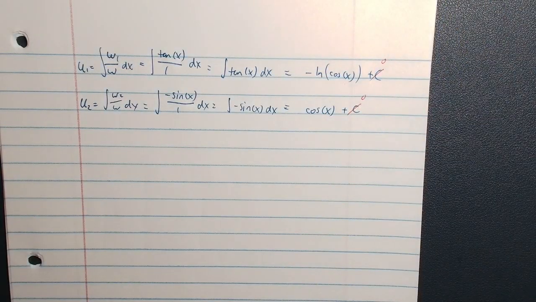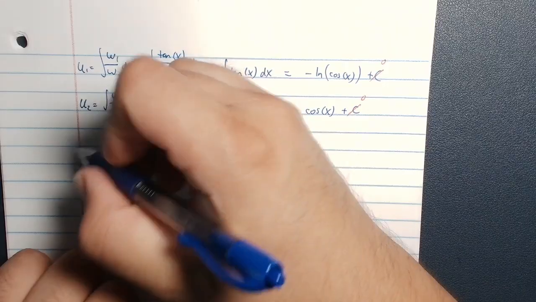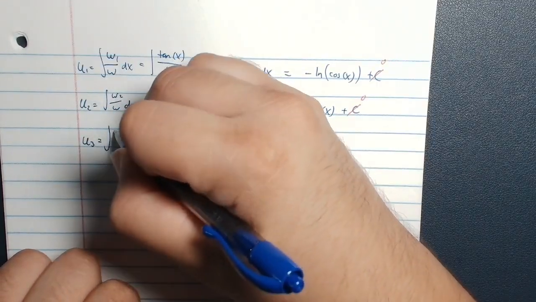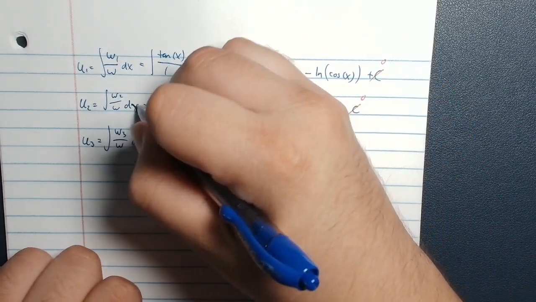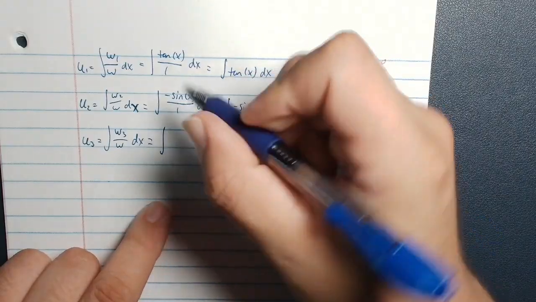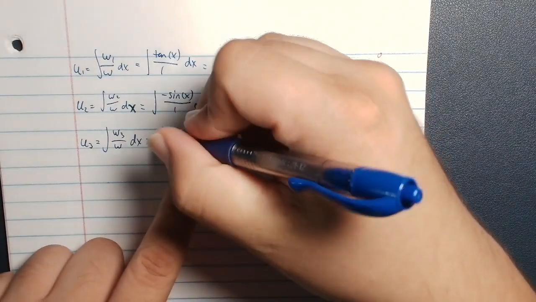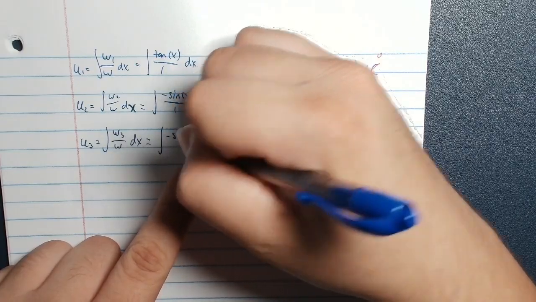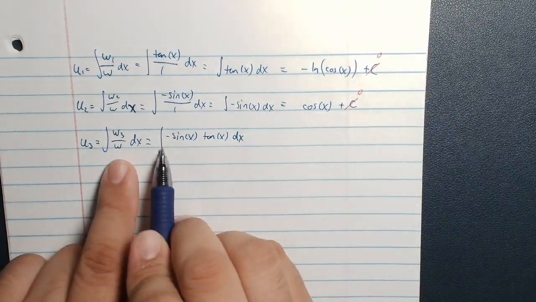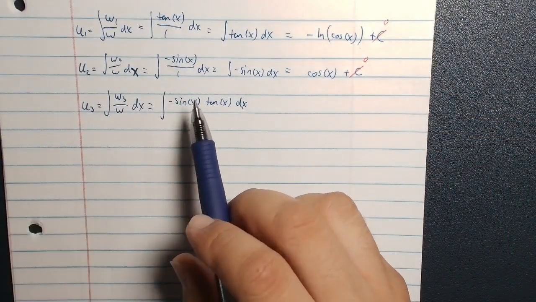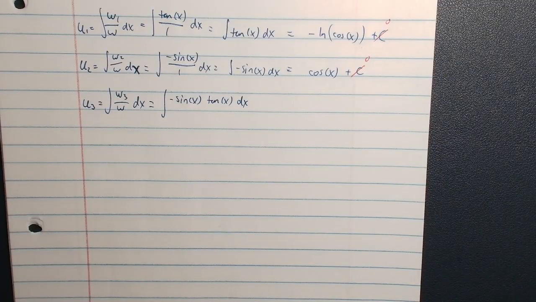Okay, let's see. And then I've got a U3 here, which is the integral of W3 over W dx. And so that's going to be the integral of, what did I have? Negative sine of x tangent of x. It is over 1, but again, that's not really doing anything, right? You're dividing by 1. Okay, so let's see. I need to integrate this thing here. Oh, what can I do with that one? Oh, I know what I can do.